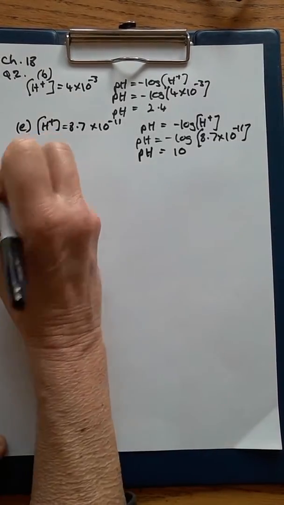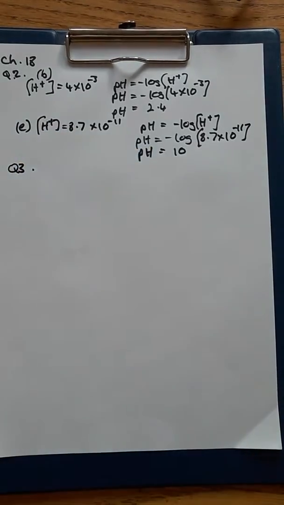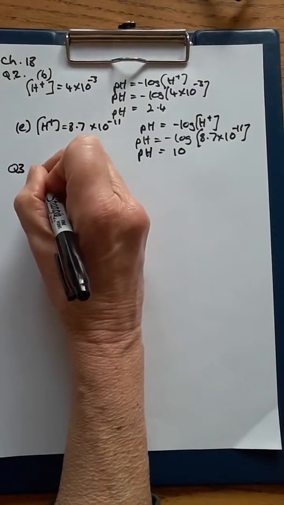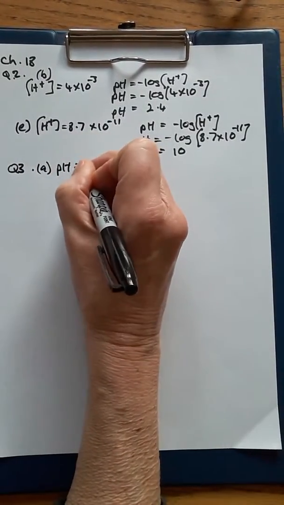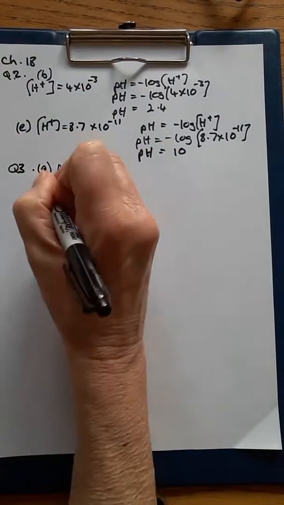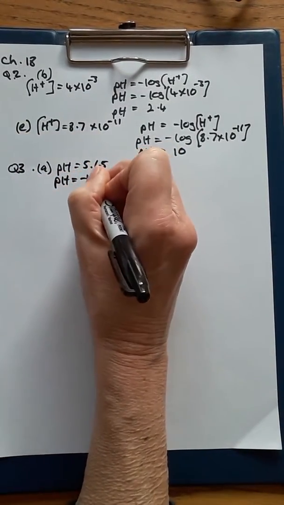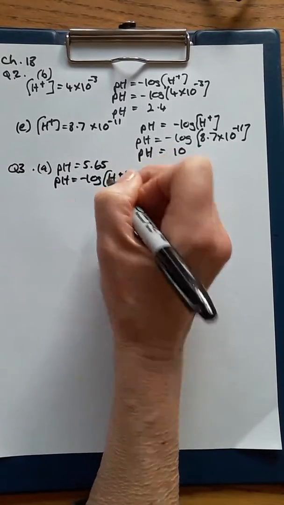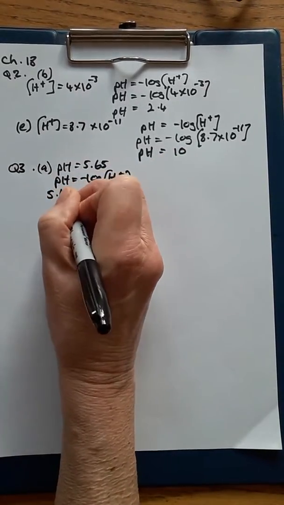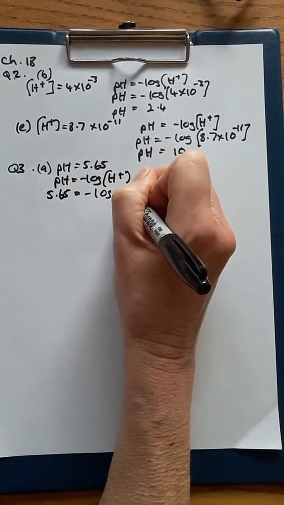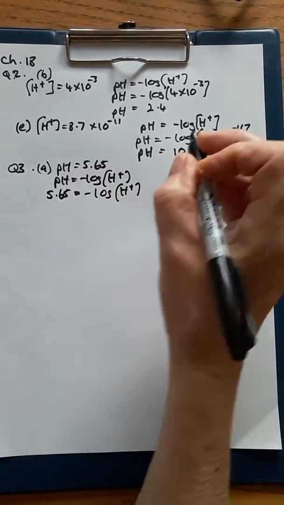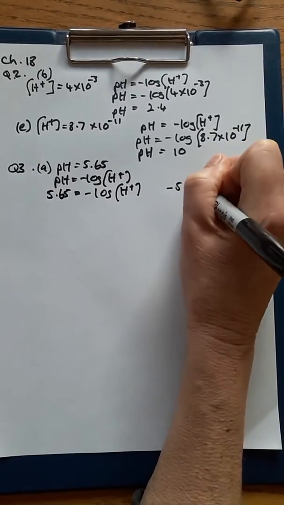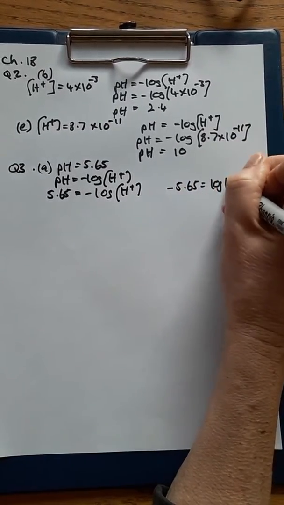Now, the second type is question 3. I'll do 2 of those. So the first part of question 3 says, calculate the hydrogen ion concentration of the solutions whose pH values are as follows. So in the first one, you're given a pH value of 5.65. Okay, you know that the pH is minus the log of the H plus concentration. The pH in this case is 5.65, so that's minus the log of the H plus concentration. If I bring over that minus to the other side, so minus 5.65 is equal to the log of the hydrogen ion concentration.